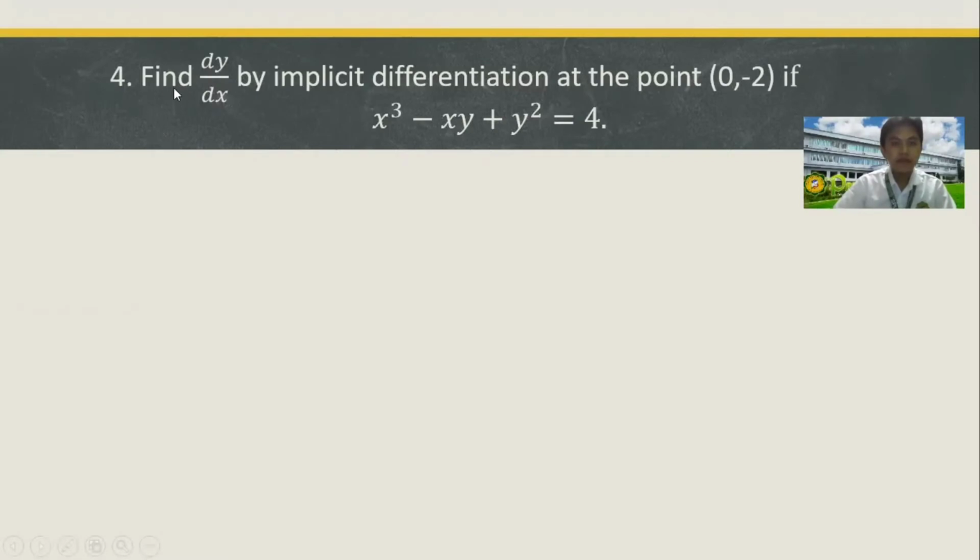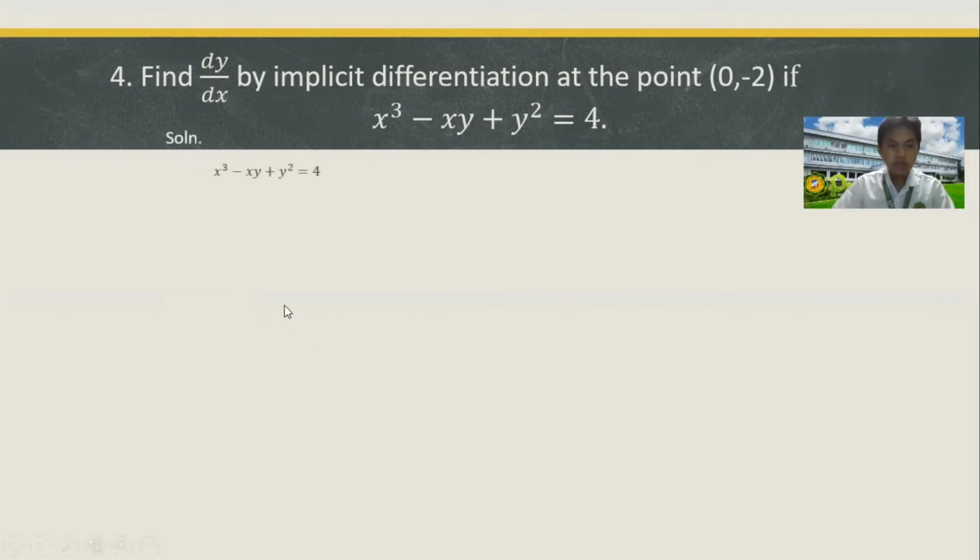Problem number 4. Find dy over dx by implicit differentiation at the point (0, -2) if x cubed minus xy plus y squared is equal to 4. So in this equation, we will take the derivative of both sides of the equation, then rewrite the dy over dx so that all terms containing dy over dx are on the left side and all the terms that do not contain dy over dx are on the right side, and factor out dy over dx on the left side.